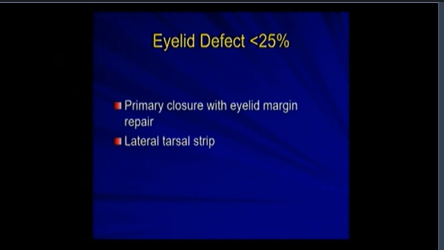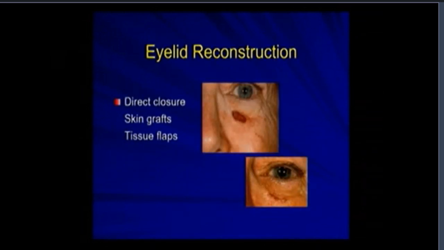If the defect is small, less than 25%, you can do primary closure with lid margin repair, plus or minus a lateral tarsal strip whenever it's needed. Like this patient, a small defect, you can do just direct closure. It's really important when you do a direct closure to close from this direction to this direction, so the pull or the tension will be in this direction, not in this direction. Because if you keep it in this direction, the patient will end up with ectropion, okay?